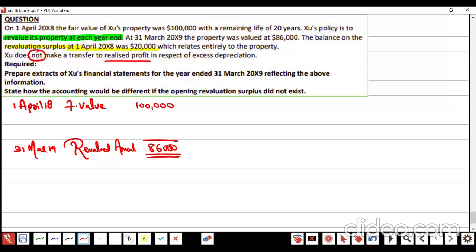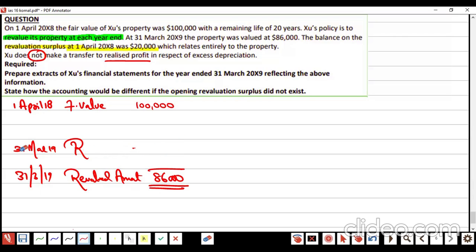Sad. No. You can tell me, no, sir, I am not happy. I am not sad. Because, sir, there is a problem. You cannot compare 86,000 with 100,000, sir. You can't. Why I can't? What is the problem? The problem is they are not alike and they are not at the same day. Got it or no?